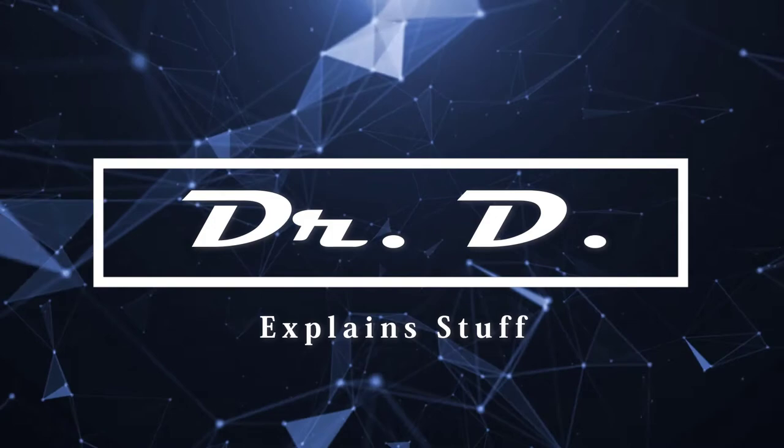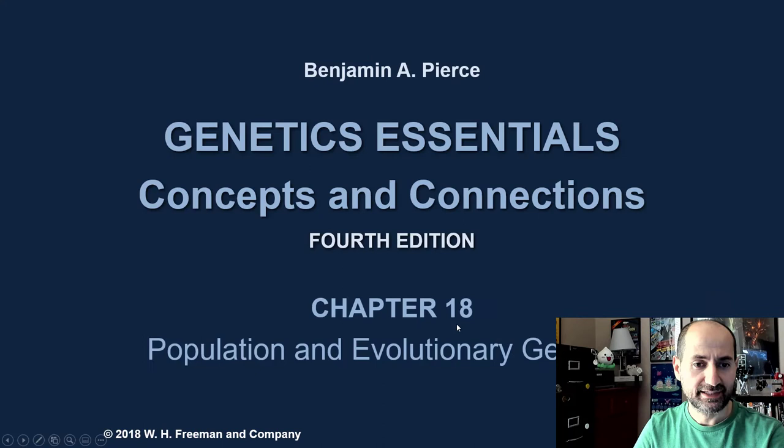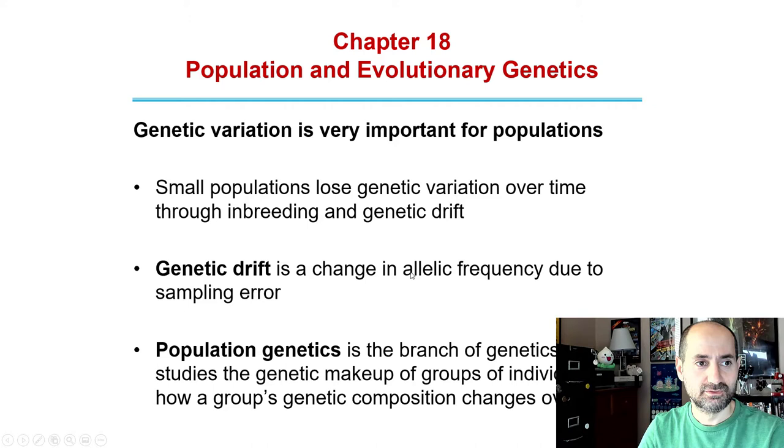Explain stuff. Hey everyone, Dr. D here, and in this video we are going to be covering Chapter 18 from our Genetics Essentials, Concepts, and Connections 4th edition textbook. This chapter deals with population and evolutionary genetics, so let's go ahead and get started.